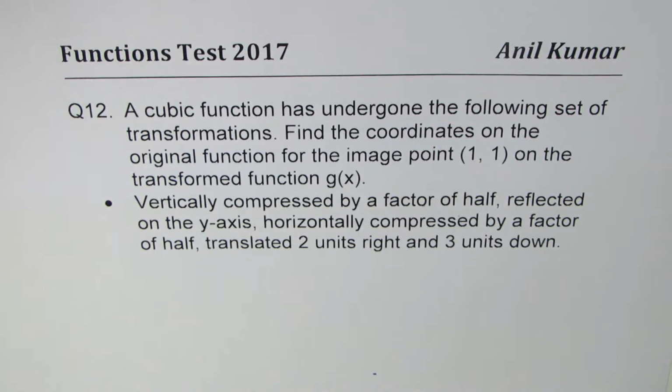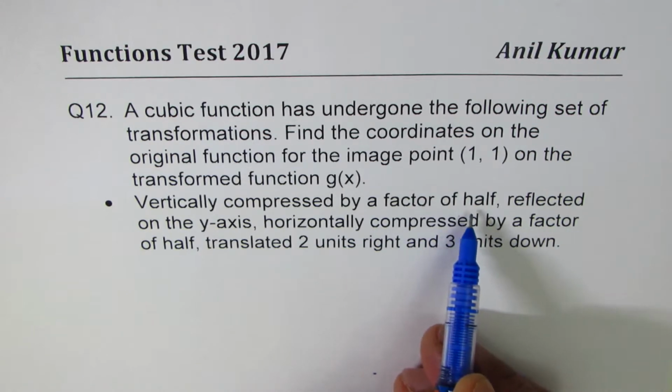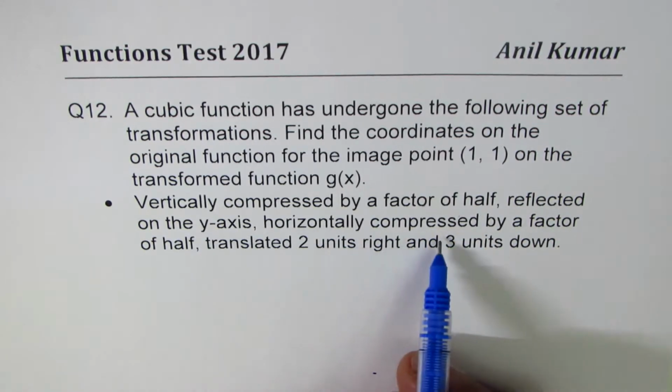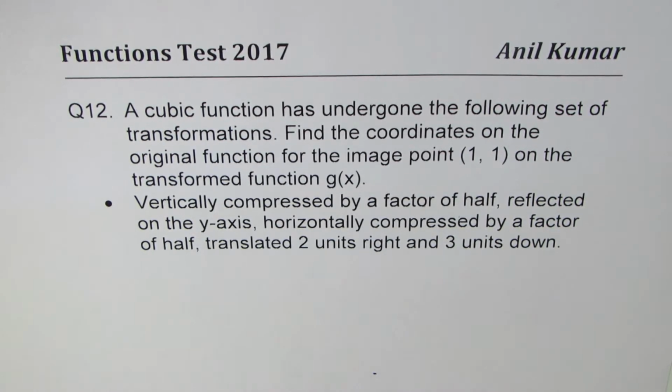Question number 12. A cubic function has undergone the following set of transformations. Find the coordinates on the original function for the image (1, 1) on the transformed function g of x. The transformations given are: vertically compressed by a factor of half, reflected on the y-axis, horizontally compressed by a factor of half, translated 2 units right and 3 units down. You can pause the video, answer the question, and then look into my suggestions.